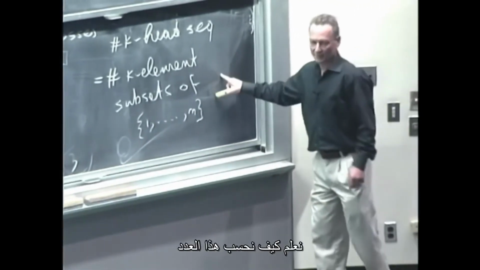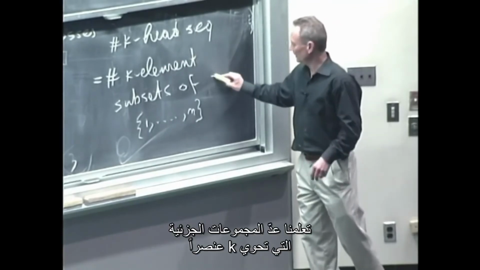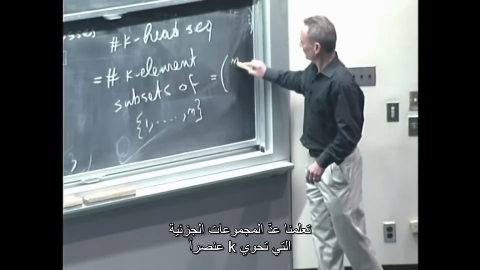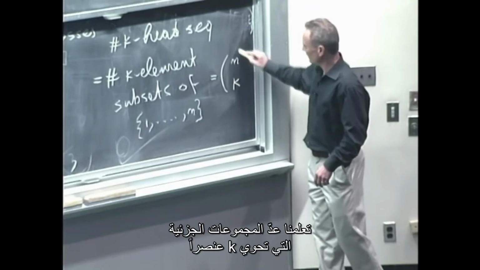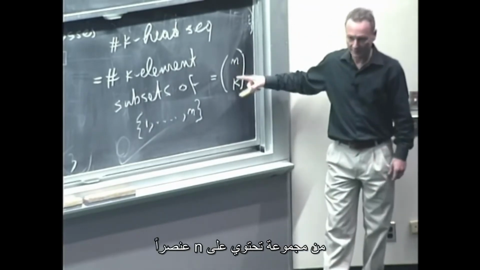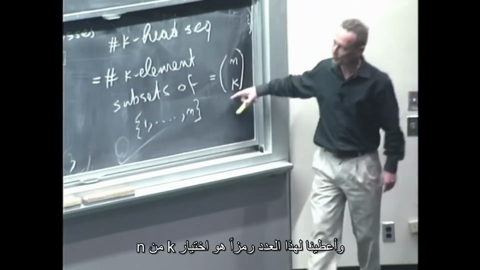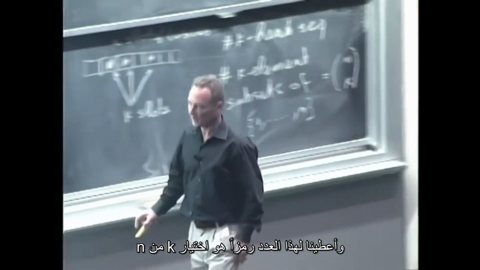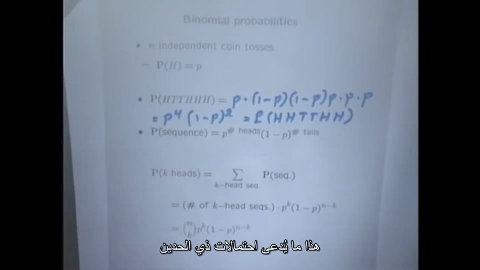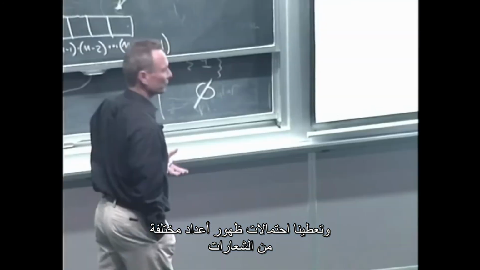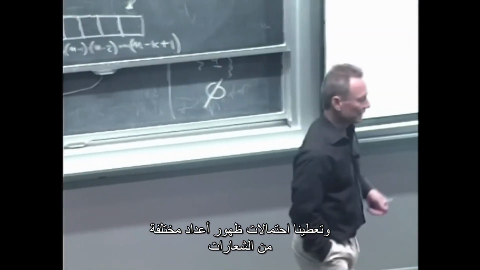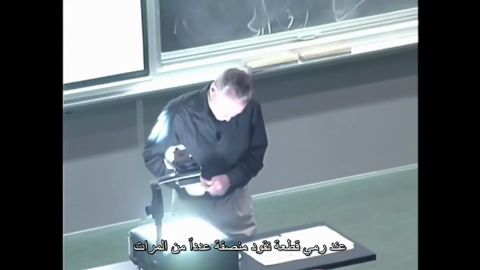We know what that number is. We counted before the number of k-element subsets, starting with a set with n elements, and we gave a symbol to that number, which is that thing, n choose k. So this is the final answer that we obtain. These are the so-called binomial probabilities, and they give us the probabilities for different numbers of heads, starting with a fair coin that's been tossed a number of times.